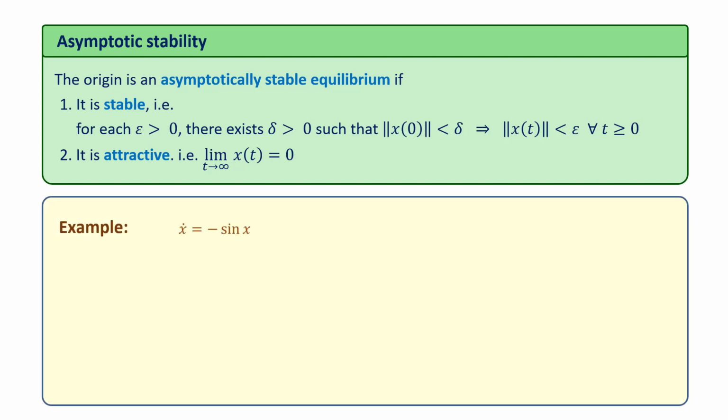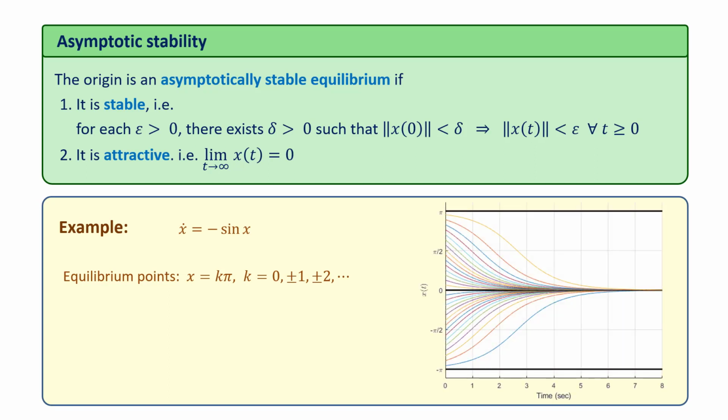As an example, consider a nonlinear system x dot equals minus sine of x. To calculate the equilibrium points, we set sine of x equals 0 and obtain that x equals kπ, where k is an integer. We then use MATLAB and plot some of the solutions of the system to see the behavior of the system near its equilibrium points.